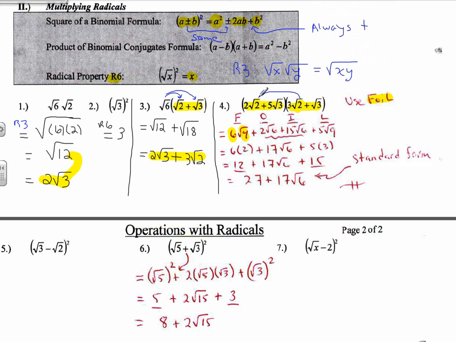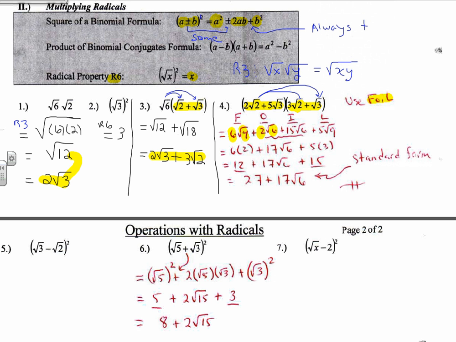Then I do the product of the outside. And again, the 2 times the 1 that's sitting out front gives me a 2 here. And then radical 2 times radical 3, I multiply the radicands and I get radical 6.